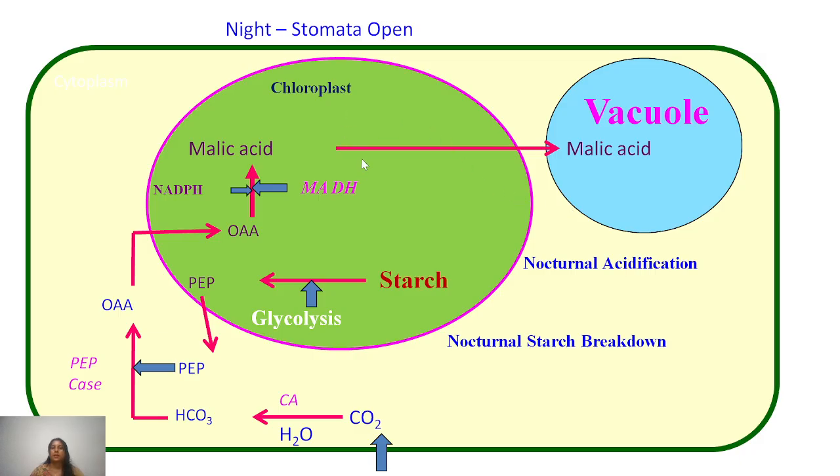Coming to the CAM plant. It is almost similar to C4, but the difference here is that there is only one cell. Like a C3 plant, there is only one cell, that is the mesophyll cell.